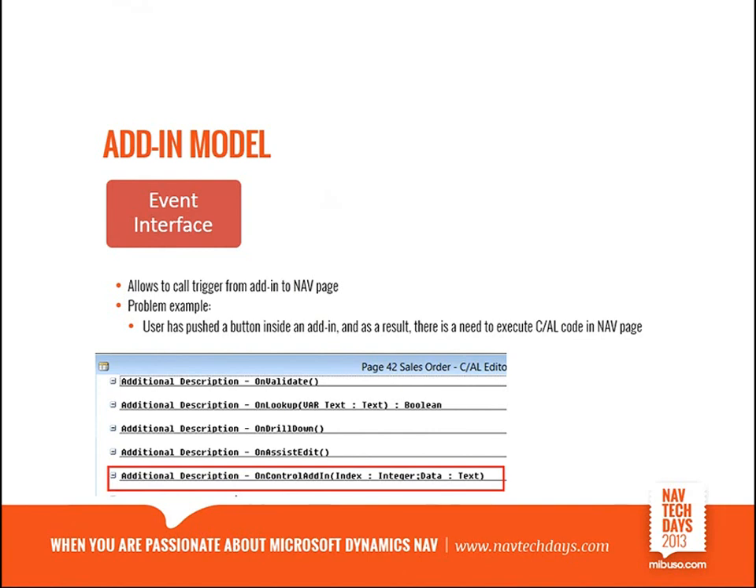A very simple example could be that imagine you have to run some code inside of NAV when the user double clicks on your add-in. So you need to create an event inside the control add-in, then as soon as the user double clicks inside it, you just call a specific method from the add-in to execute the OnControlAddIn trigger. So it's very simple to call these functions. And later on I will show you some examples of how you can call these triggers from the add-in.